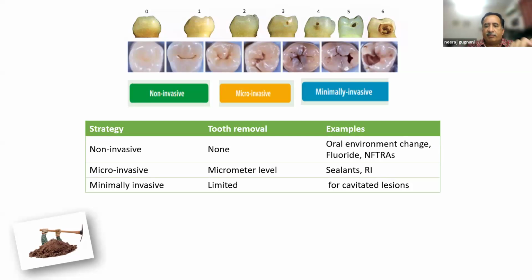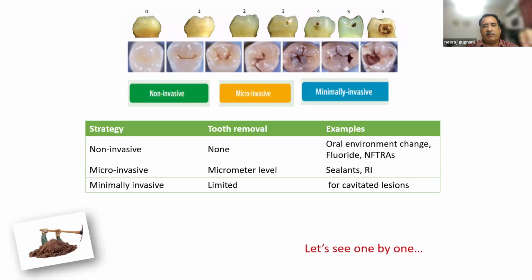Non-invasive means oral environment change, use of fluorides, and use of non-fluoride topical remin agents. NAFTA means non-fluoride topical remin agents. So these are the three broad categories. Micro-invasive is use of sealants and resin infiltration. These are the two strategies in which we actually use sealant, actually use etchant, and the etchant will lead to some kind of demineralization, but to the micrometer level. So we are not using any spoon excavator. We are not doing any gross excavation, no burr. So that's why it's called a micro-invasive strategy.